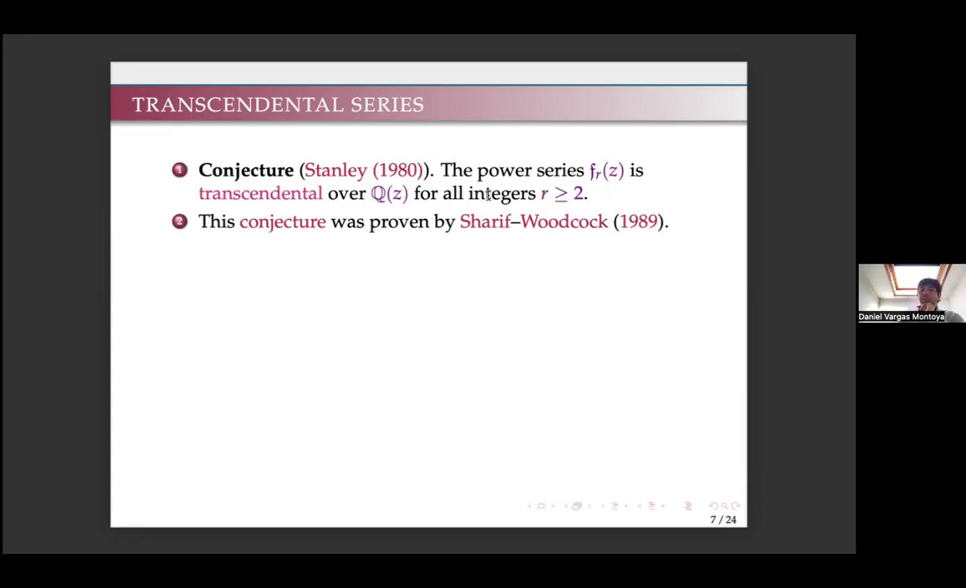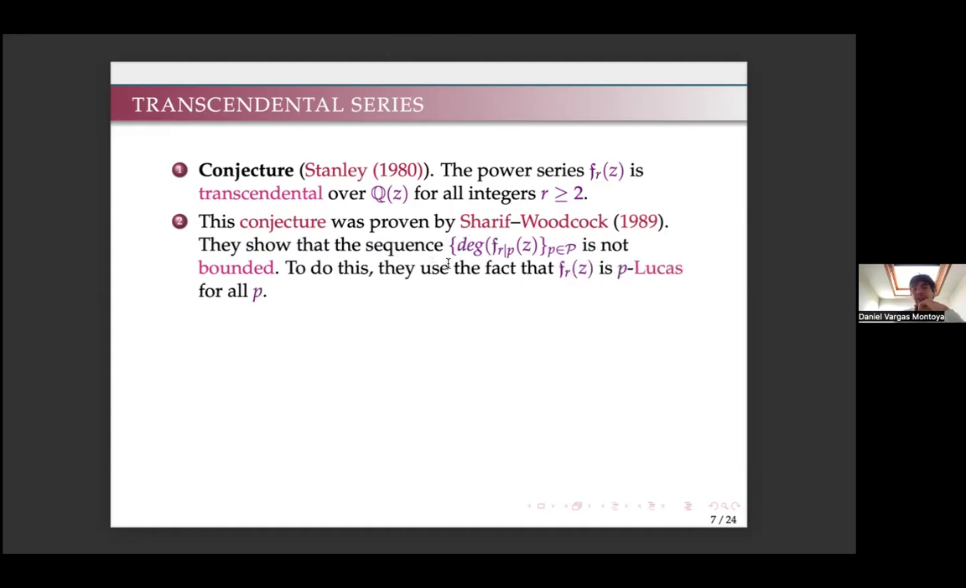This conjecture was proven by Sharif and Woodcock. Here it's important to mention that we can also use the result of Beukers-Heckman to prove this conjecture. But in this case, we are going to focus on the approach given by Sharif and Woodcock. So how did they prove that? First of all, they show that the algebraicity degree of F_r modulo p is not bounded, because in general, if F is a power series with integer coefficients and algebraic, then this sequence is bounded. So for this reason, they prove that.